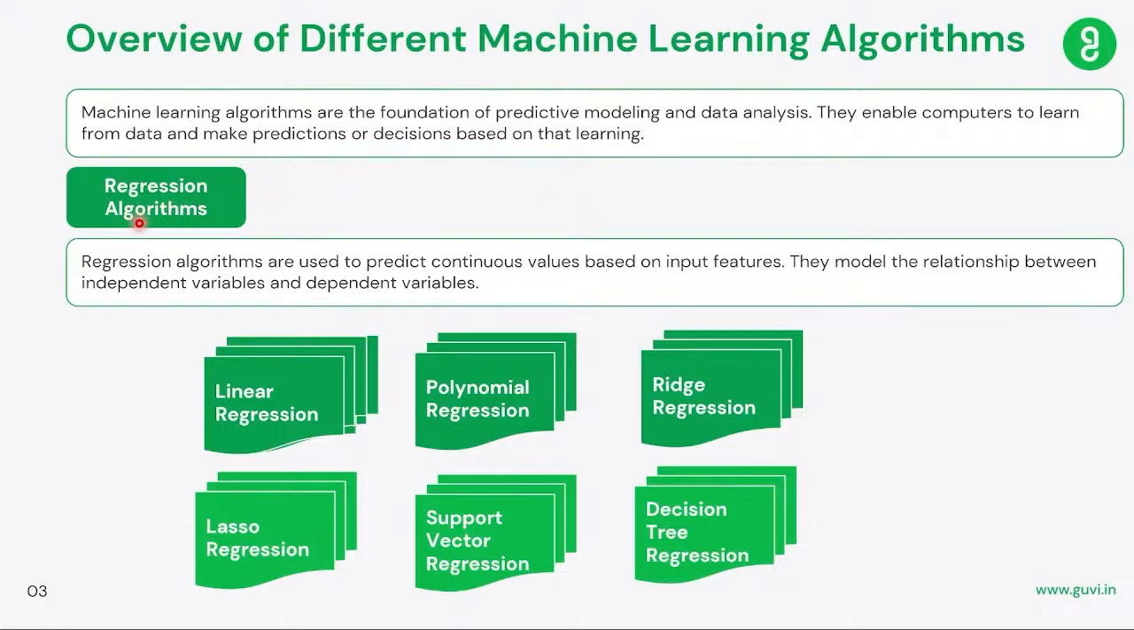Number one, regression algorithms. What is a regression algorithm? It's used to predict continuous values based on the input features. They model the relationship between the independent variables and dependent variables. In regression, there are various different types: linear regression, polynomial regression, ridge regression, lasso regression, support vector regression, and decision tree regression.